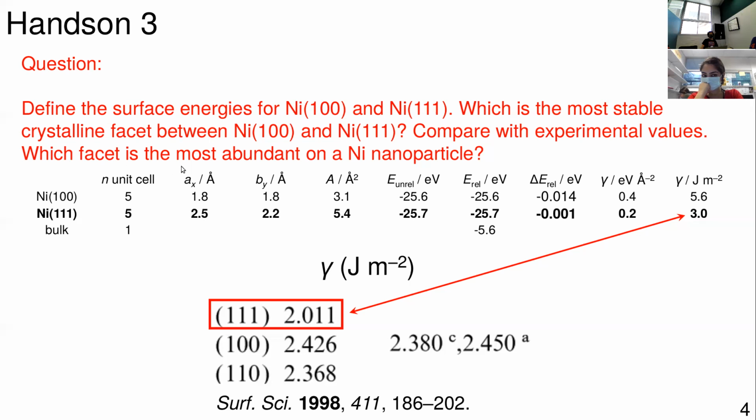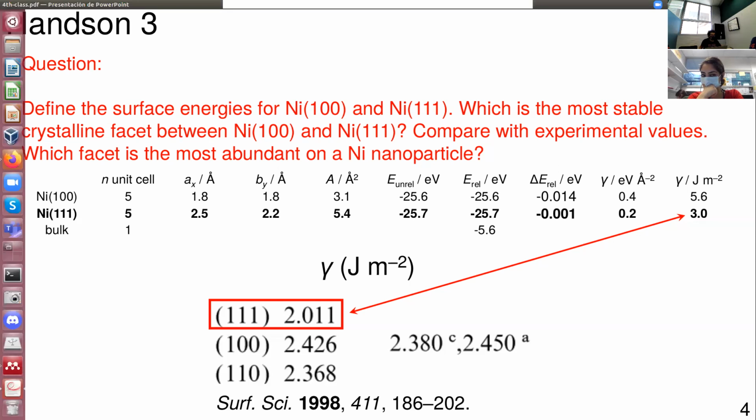Third point, which facet is the most abundant on a nickel nanoparticle? Any of you have had a look at the paper I mentioned last time? I just had a quick look, but did not find it. Okay. It's 111, I think. Yeah, but why is it 111? Because it's more stable. Yeah, okay, this is a good explanation, but there is a theorem that explains that, and I can go quickly to the paper, so you can see where I mentioned it. So soon I'm going to share it.